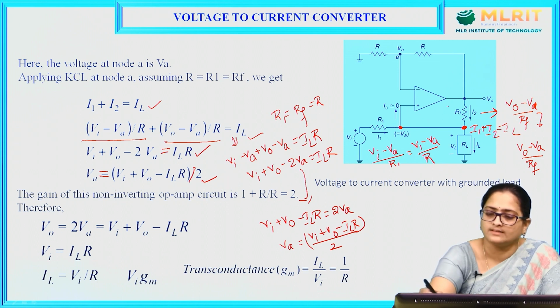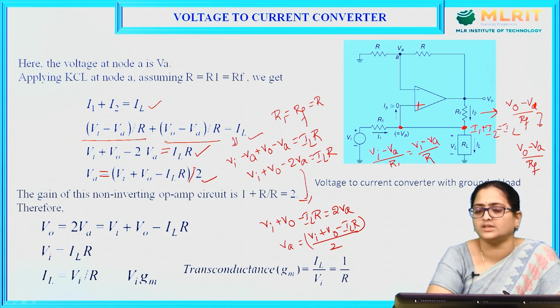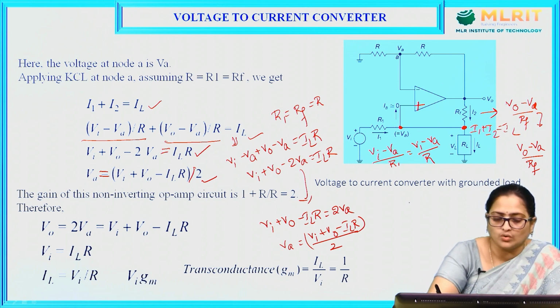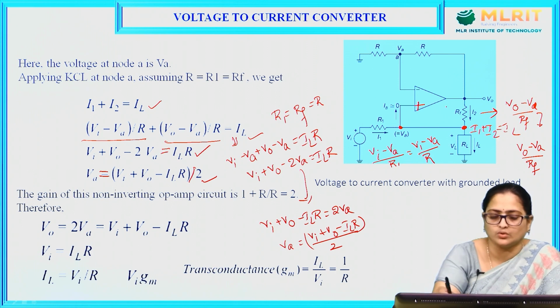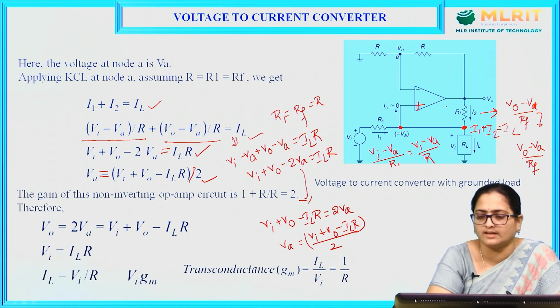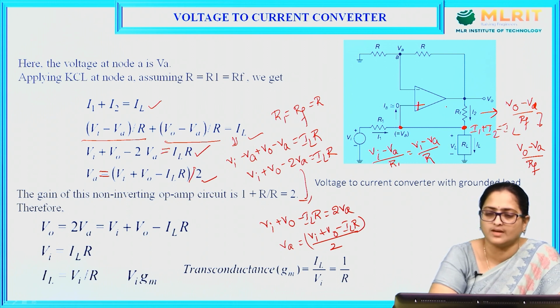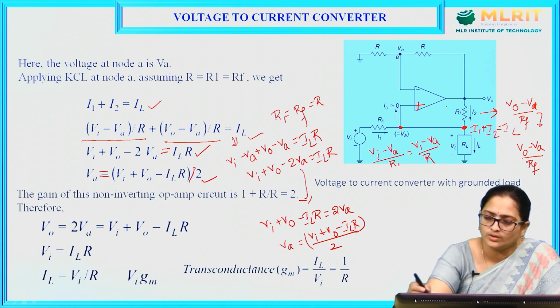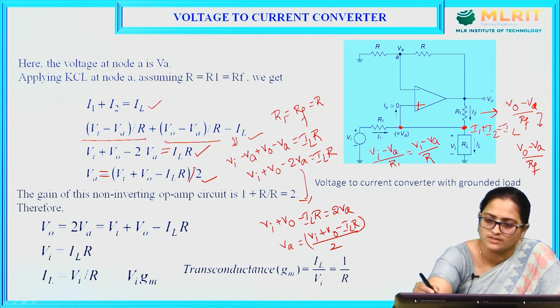As the input voltage is given to the positive terminal, that is, the non-inverting terminal of the op-amp, and we have a resistive network here, it is not possible to apply directly V0 is equal to 1 plus RF by R1 into Vin. So from this arm, we can write V0 is equal to 2 into Va.